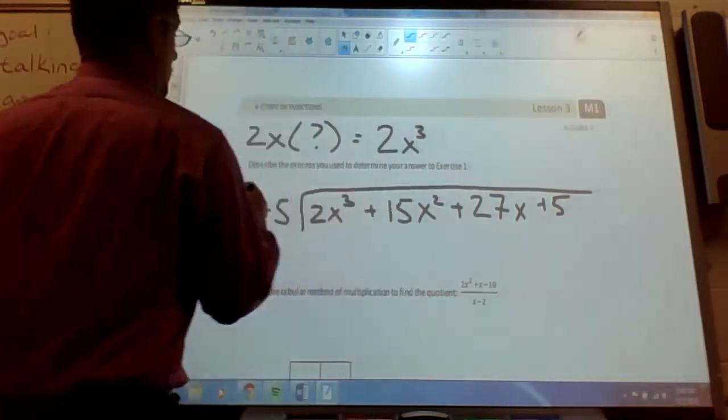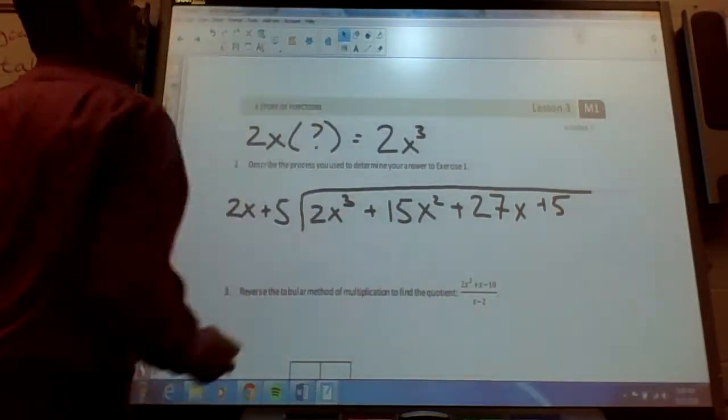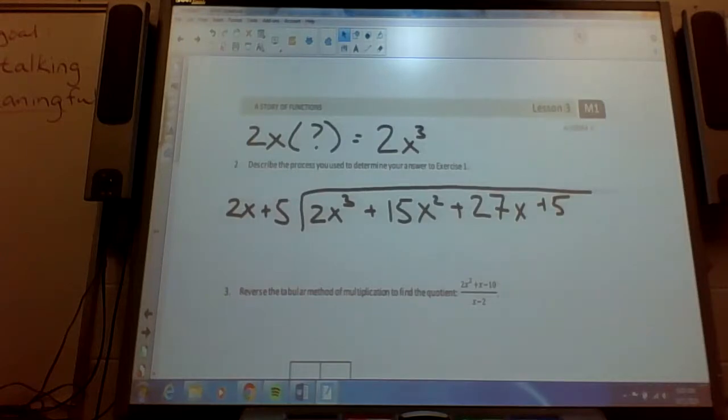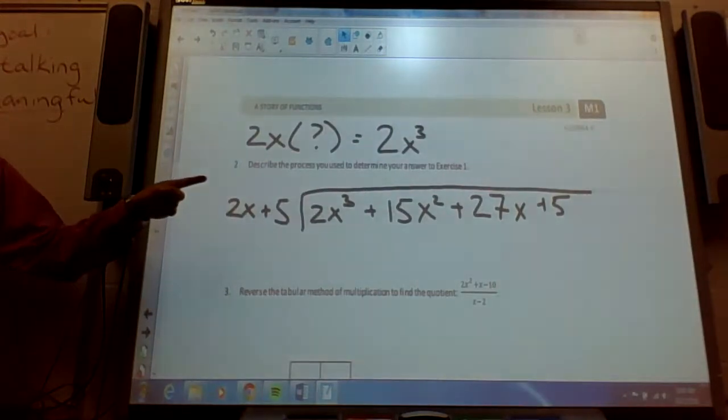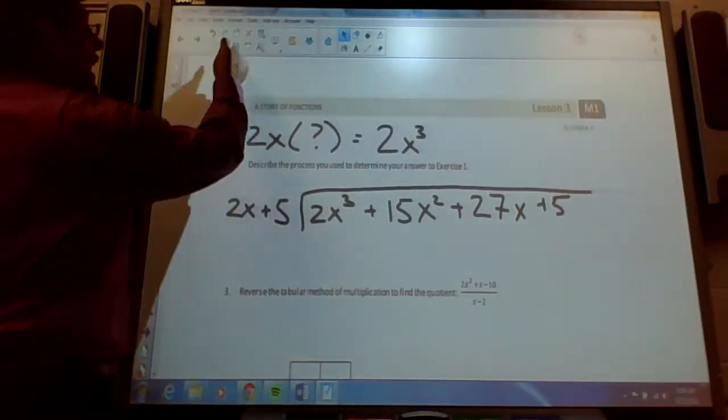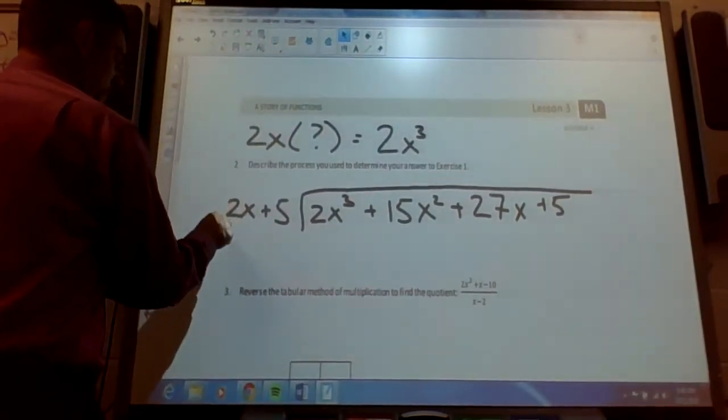Now, has everybody got loose leaf paper? Bust out a sheet and write this again because I need more room. So here's what I'm going to do.